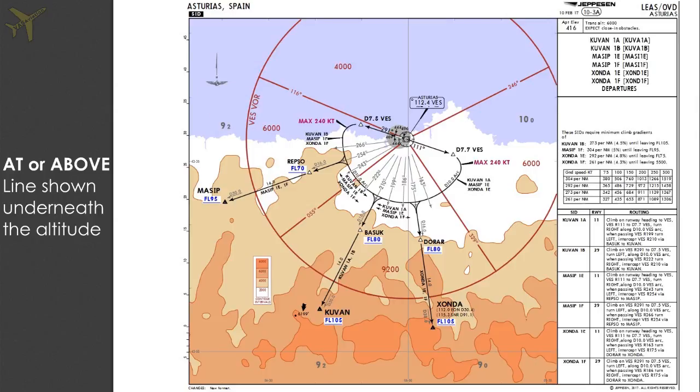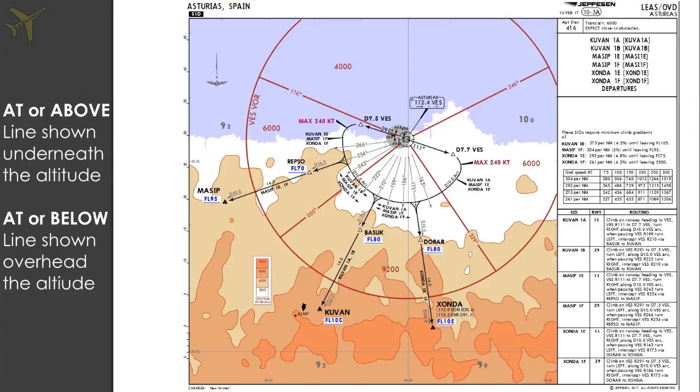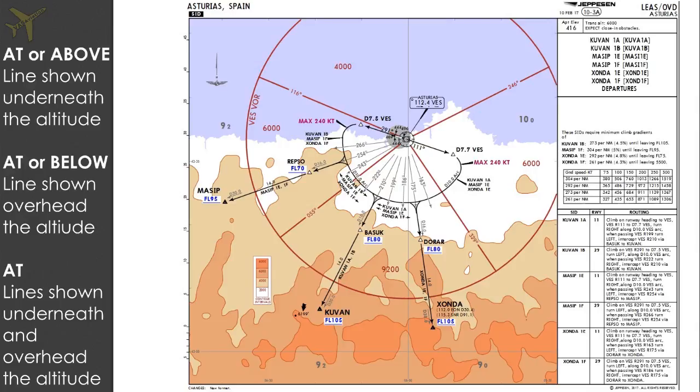Two more restrictions may take place regarding the altitude. "At or below," represented by a line above the number, and the "at" restriction, represented by a line above and another underneath the altitude number.